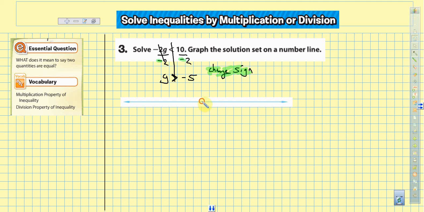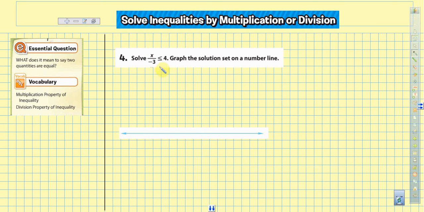Let's find negative 5. I'm going to place it right there. Okay? I'm also going to find a negative 6, a negative 7. I'll put a negative 4 here, a negative 3 here. And I have an open circle. And g is greater than negative 5, so all of my numbers are going to be shaded this way. Now, if I messed up and I didn't change my sign, my graph would be wrong also. So it's very important when you divide or multiply with a negative, you change that sign.